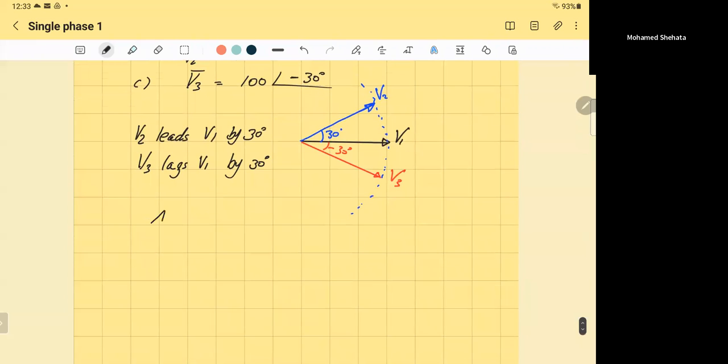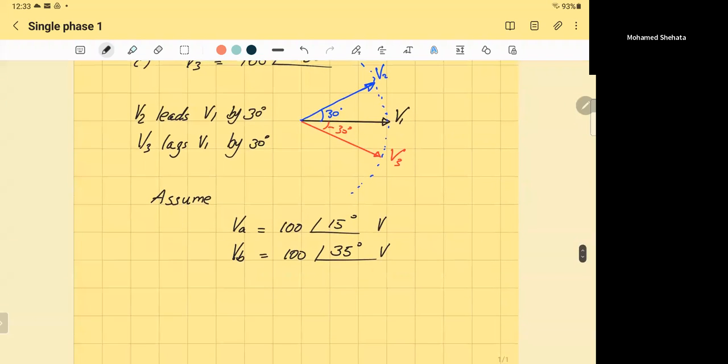Let's assume, I'll express it in phasor form. VA is equal to 100 at angle 15 and VB is 100 at angle 35 degrees. If the question is to find the phase difference between VA and VB, what are you going to do? You will say that the angle of voltage A is equal to 15 and the angle of phase B is equal to 35.